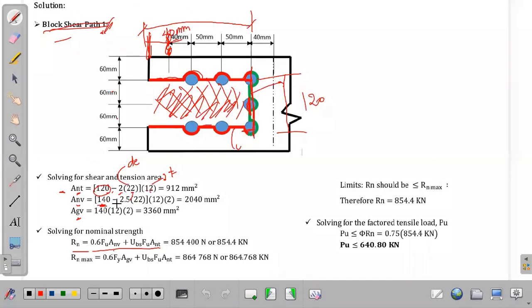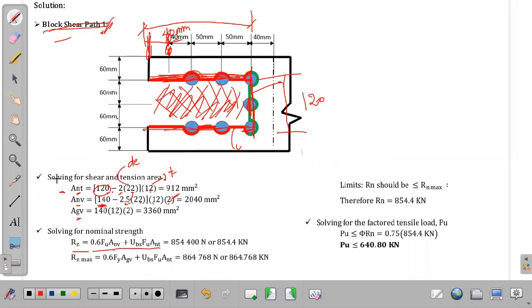Kaya 140. Minus 2.5. Bakit 2.5? Okay? So ito, isang butas, dalawa, and then half dito. So 2.5 times 22 effective hole diameter times 12 thickness times 2. Bakit may times 2 dito? Kasi ang kinonsider ko lang dito is the upper portion. Dito lang. Remember, dalawa yan. Dito, tapos ito, shear both yan. Kaya times 2. That is equal to 2040 mm squared.